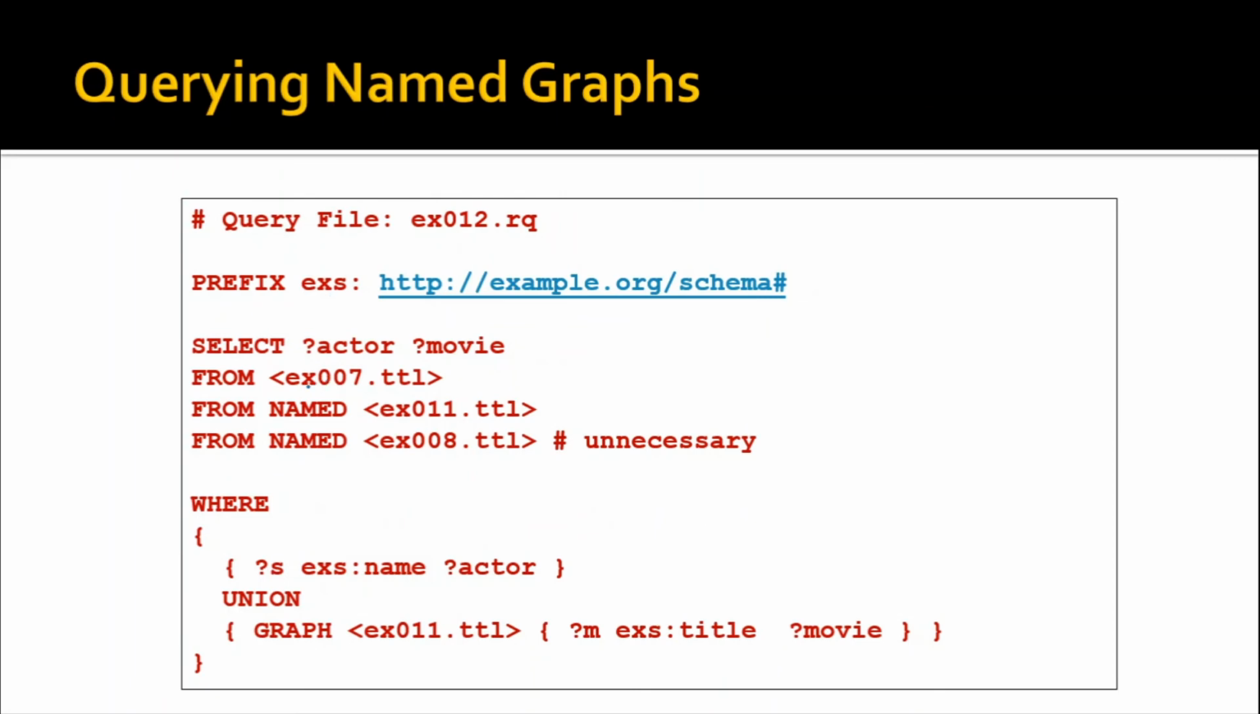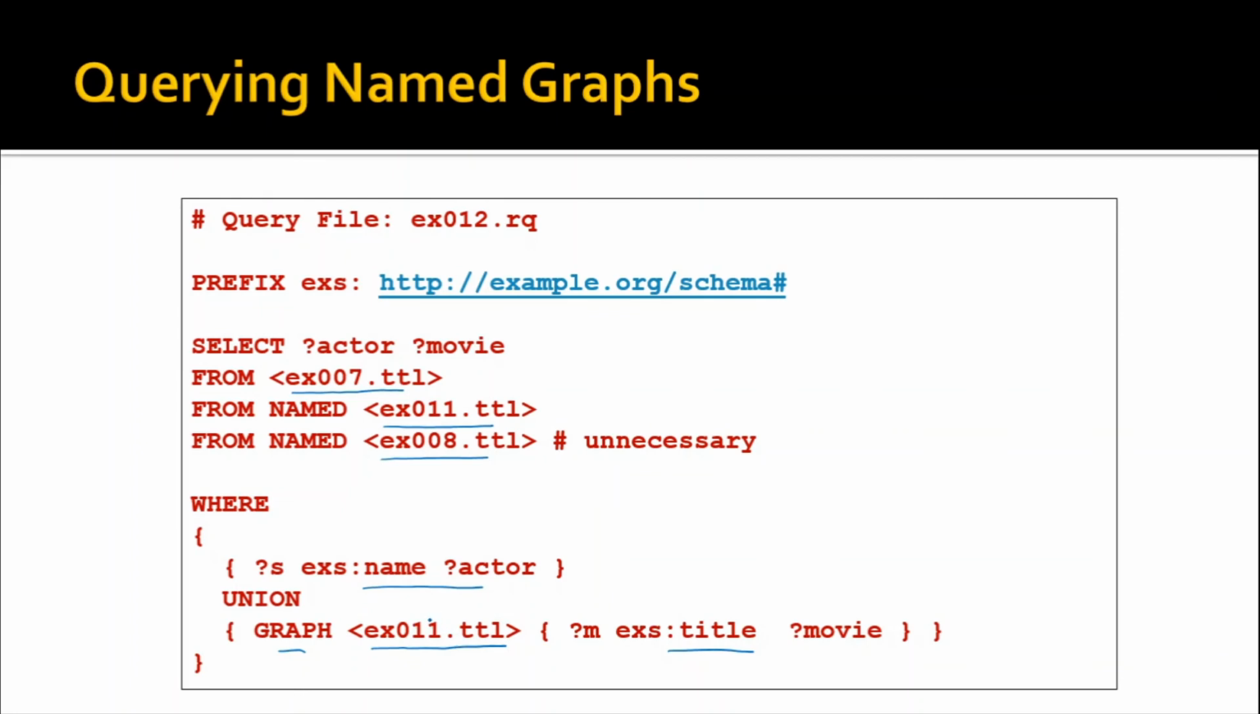So here we have taken EX007 to be the FROM graph, EX011 to be the named graph, and EX008 to be another named graph. But here we are saying that we want to retrieve the actor name and the movie title, right? So what you can see here, we have just presented EX011.TTL as the second parameter of the graph pattern. So you are specifying one graph pattern, and the second parameter is a very concrete URL, which is the reference to the dataset EX011.TTL, right?